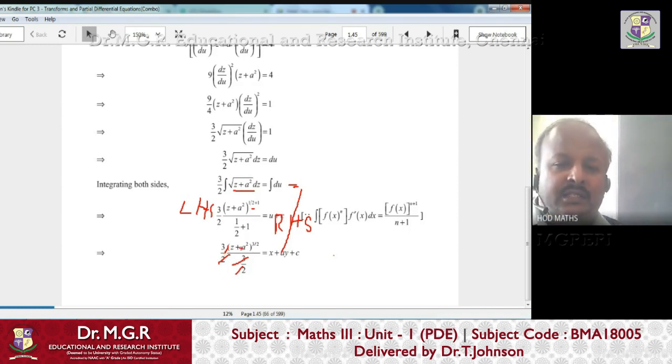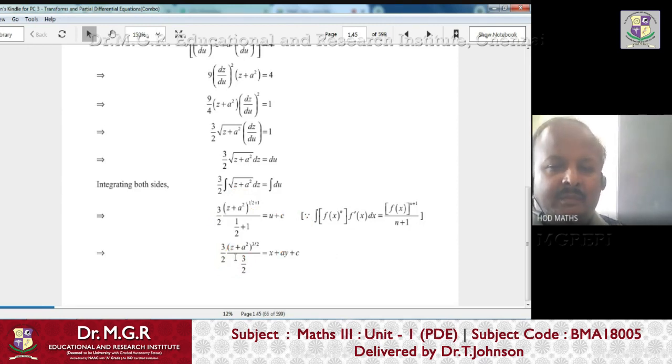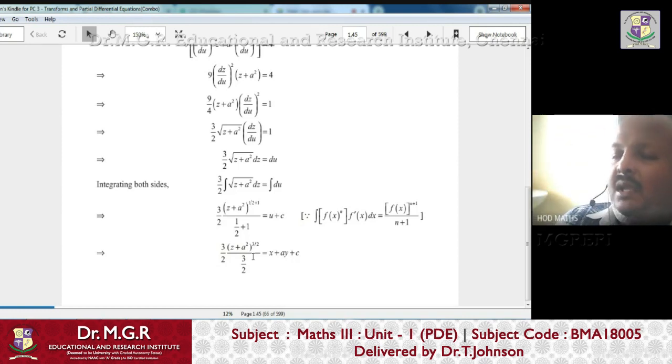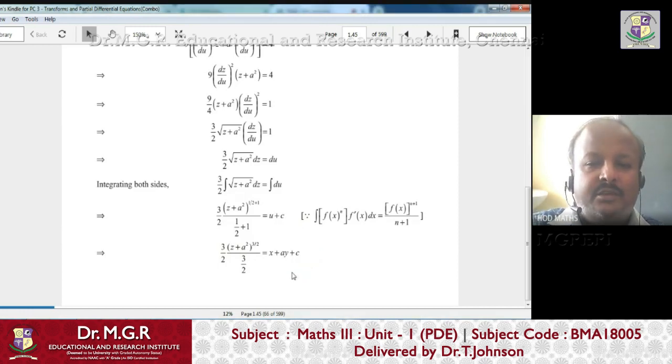But here itself you can understand one simple thing, right? Whatever you are getting now contains only the dependent variable z and the independent variables x and y, and then the two arbitrary constants a and c. There is no arbitrary function here. So now we call this a complete solution of the given PDE, because it contains the relation between the independent variables and the dependent variable, and also the number of arbitrary constants is the same as the number of independent variables. So we call this the complete solution of the given PDE. Further simplification you can do, right?